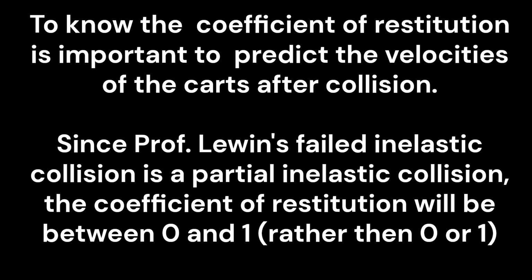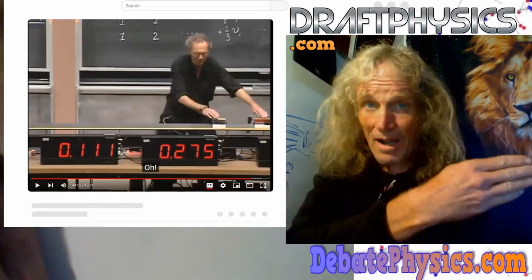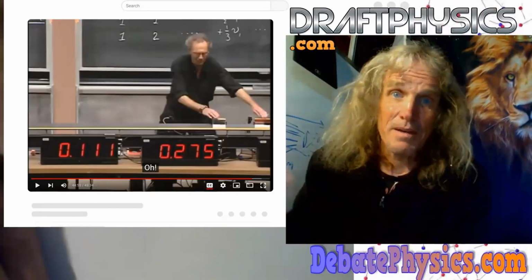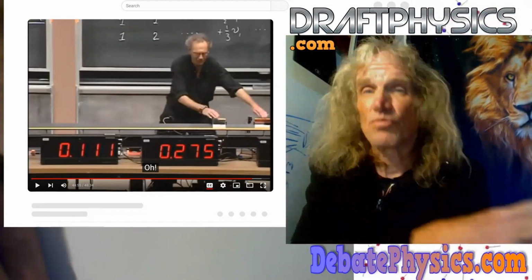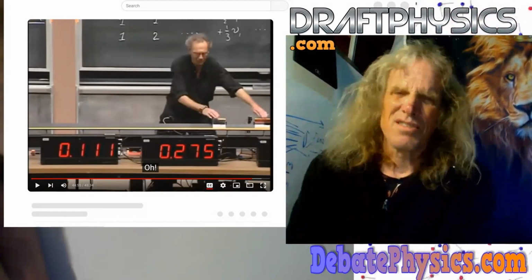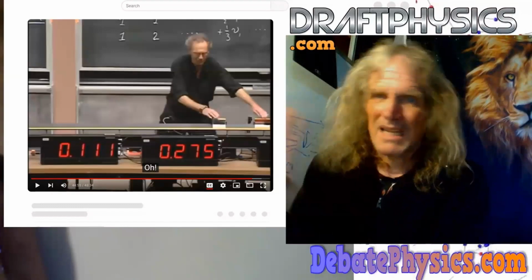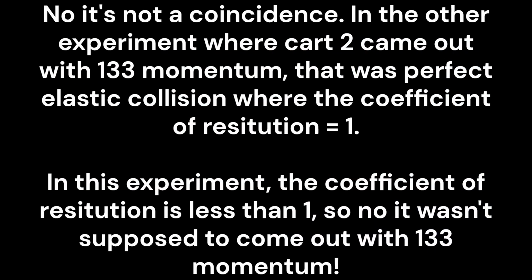Now, since Professor Lewin's failed inelastic collision is actually a partial inelastic collision, the coefficient of restitution will be between 0 and 1 rather than 0 or 1. So 100 went in, 85 is going out. In the previous experiment, 100 went in and 133 went out. So it's way short of that. And it's just a coincidence, though. Don't pay any attention, just a coincidence. No, it's not a coincidence.